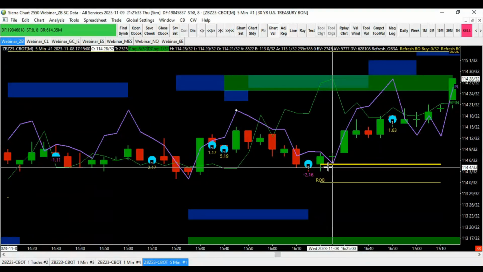How do we get the pressure line in Ninja? It's in the Often package, the Scalping 6 on Ninja.